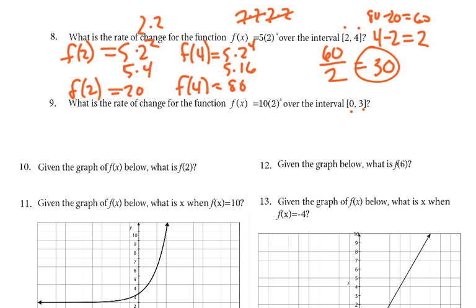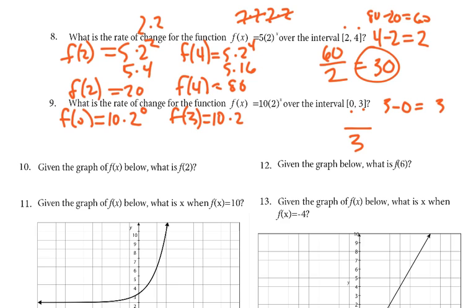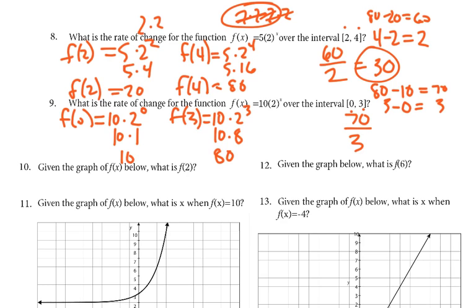So number 9, do the same thing. 3 minus 0 first to get my bottom number, so it would be 3. Then I go f of 0 equals 10 times 2 to the 0, and f of 3 equals 10 times 2 cubed. 2 to the 0 is 1, so 10 times 1 is 10. So I'd go minus 10 here. 2 cubed, that would be 3 of them, 2, 4, 8. 10 times 8 is 80. So 80 minus 10 would give us 70. So 70 divided by 3 gives us about 23.3 repeated. So that would be our rate of change for those ones.